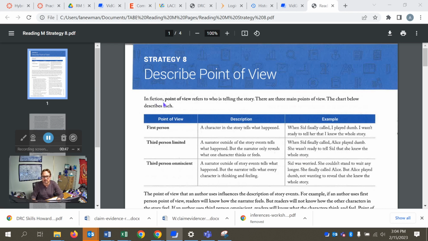Point of view is a pretty broad topic, and it has a certain application in literary text. The way we talk about it is a little bit different in informational text, but that's the focus of the next lesson. Today we're just going to look at how it is applied in literary text and in fiction. In fiction, point of view refers to who is telling the story. There are three main points of view. The chart below describes each.